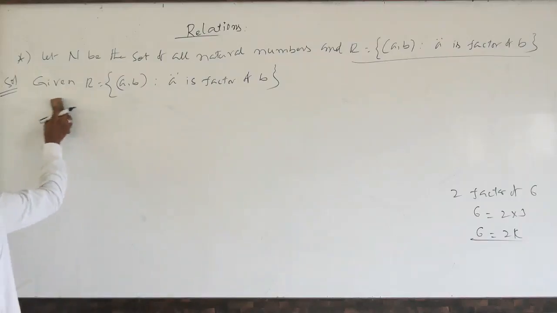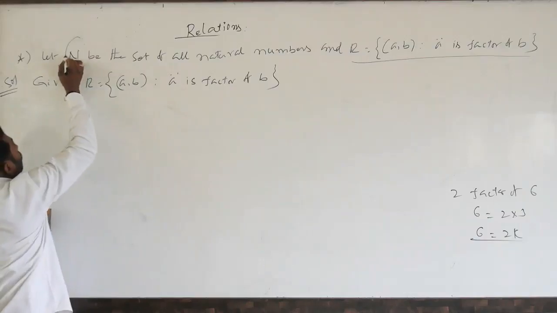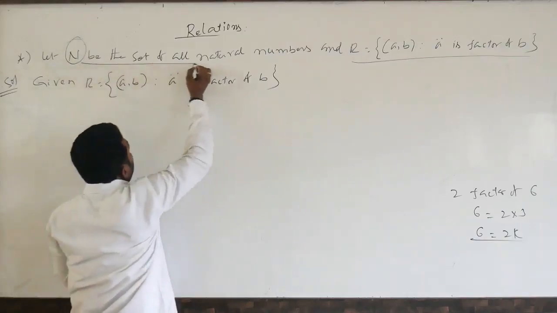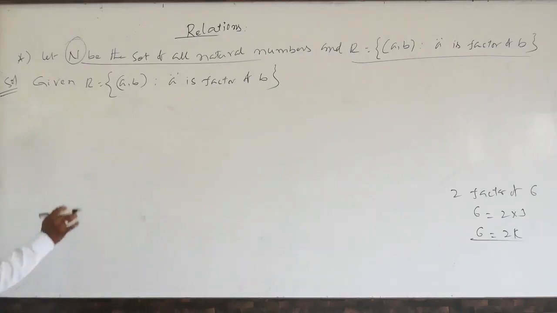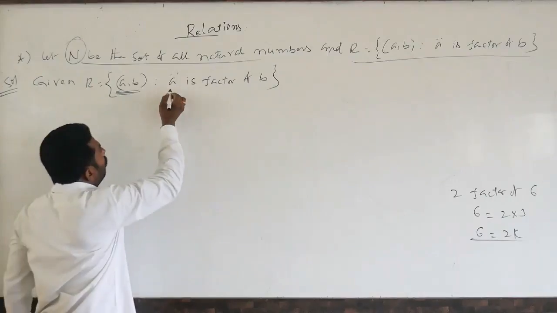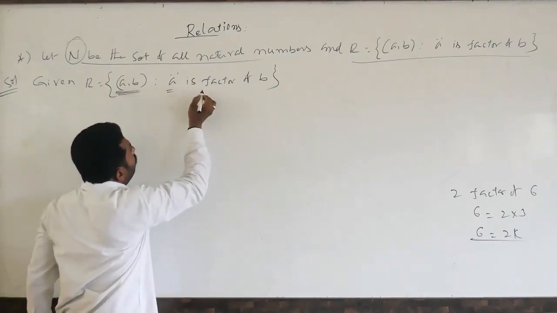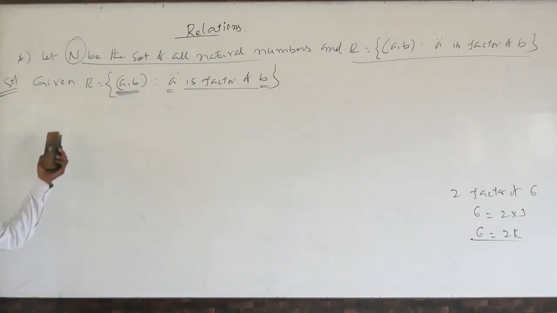So this is the relation. Here we have to identify the non-empty set of all the natural numbers. You know natural numbers means 1, 2, 3, 4 and so on. What is the relation between the two natural numbers? The first component is a factor of the second component.